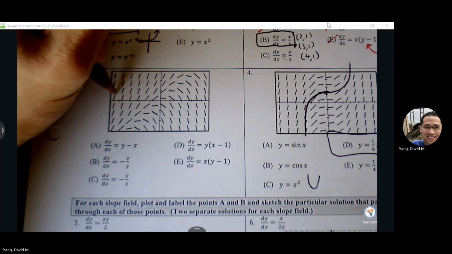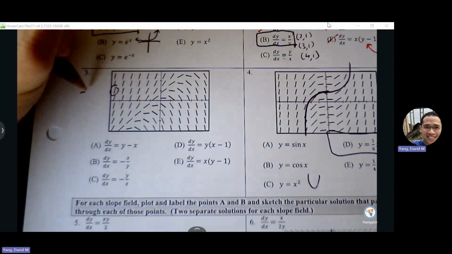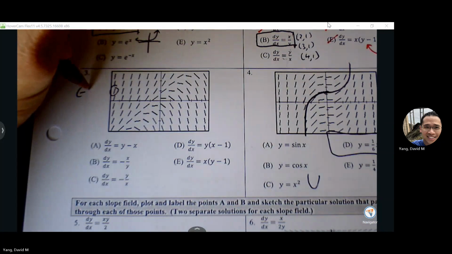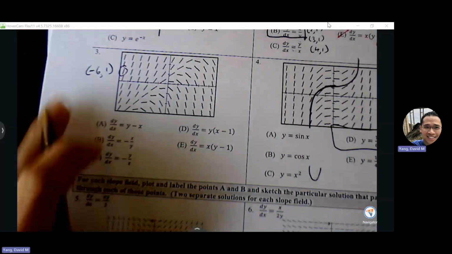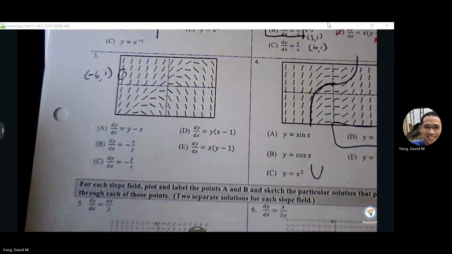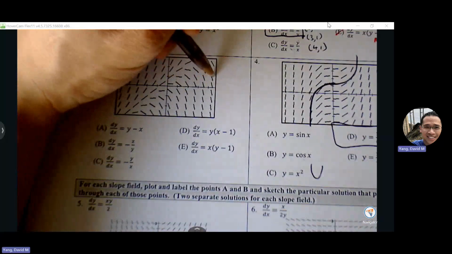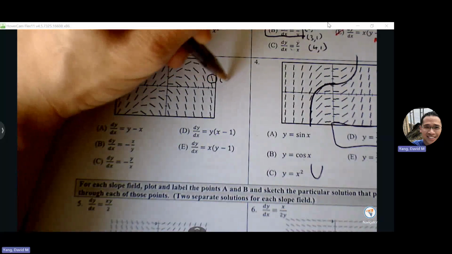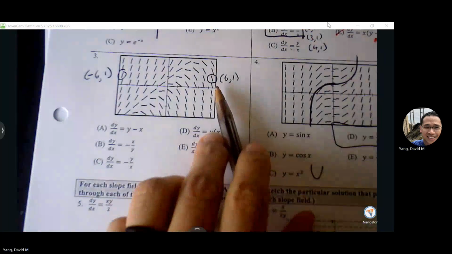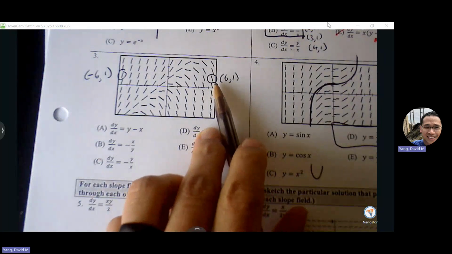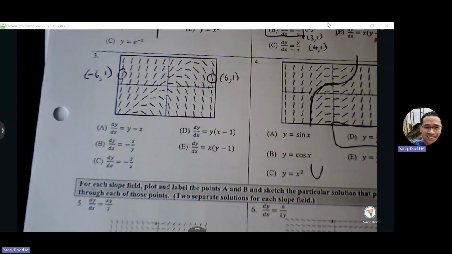So I can do that, right? I can pick (-6, 1), and I insert it in, and I should get a pretty large positive number, like a 5 or 6. And likewise, if I pick (6, 1) here, or (6, 1) here, I should be getting a negative slope, right? So that's one way that we can insert and eliminate some wrong choices. So what are some ones that we can eliminate from our options?